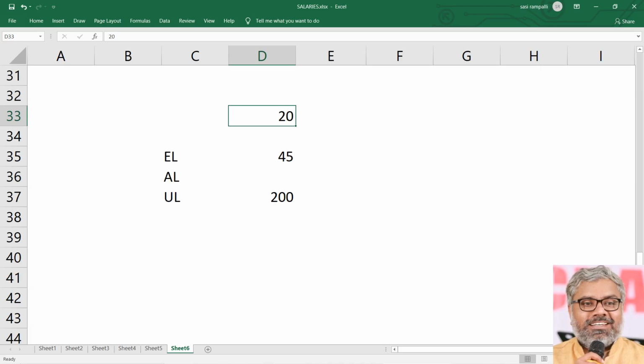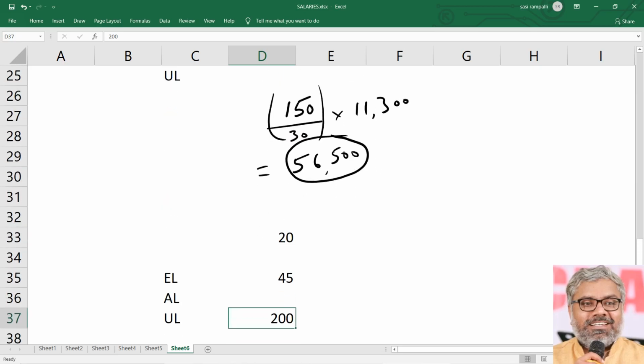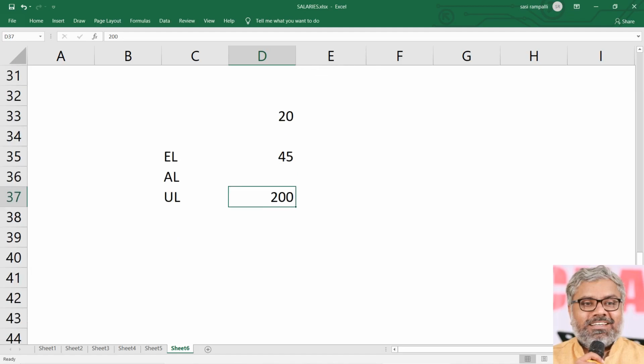So now the question is, we don't know how much is the availed leave, and we have unavailed leave of 200. So can we do like this directly? 200 divided by 30 into 11,300, like that can we do? That is where we have to be careful. No, we cannot do like that. Why? Because the law says the employer can grant a maximum of 30 days of leave only. In this case, it has exceeded.